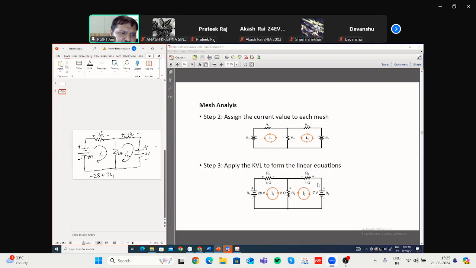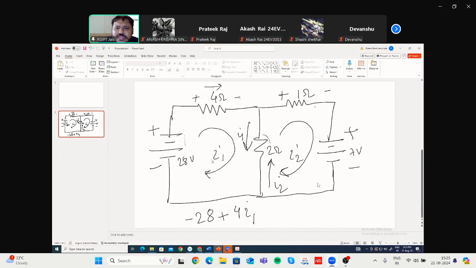Now, again, moving in clockwise direction, you are encountering this 2 ohm resistance. Now, in the 2 ohm resistance, two things are happening. I1 is flowing from this side and I2 is flowing from this side. So this is I1, this is I2. Now, which will you consider? Whether you will consider I1 or whether you will consider I2. Okay, you don't know which is greater.